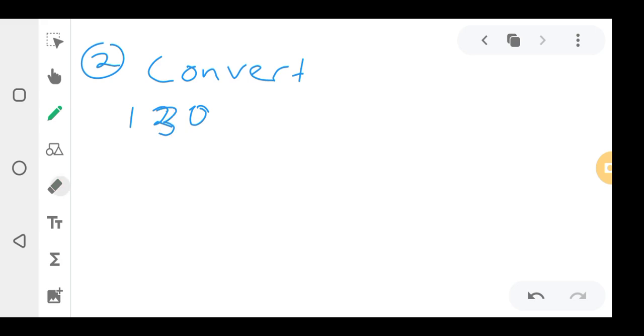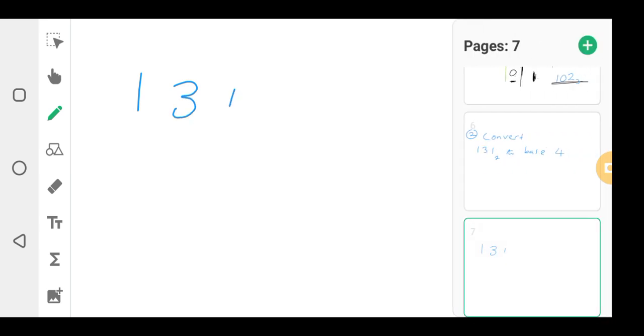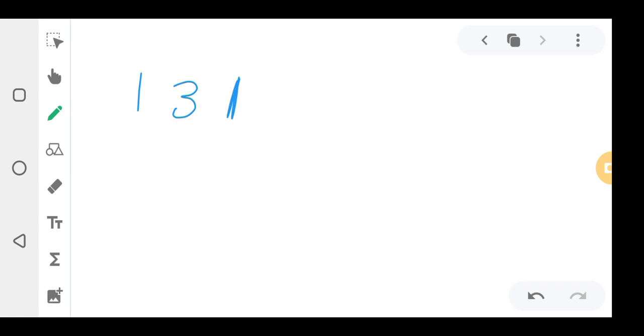Okay? Example 2. We can say convert 1, 3, 1 base 2 to base 4. So the same thing that you do here, the same way that I said, you first convert 1, 3, 1 to base 10. It's in base 2.